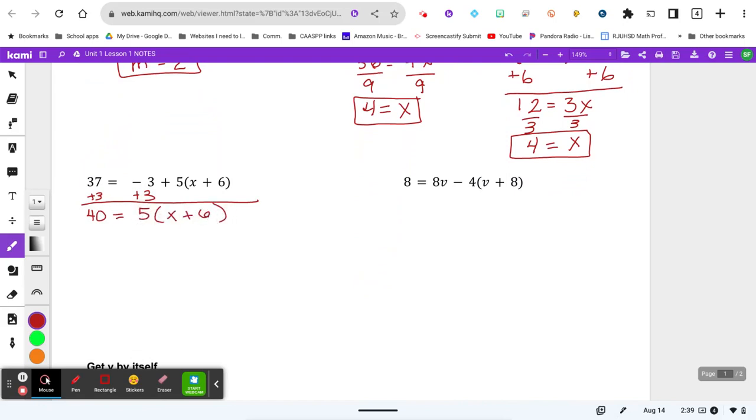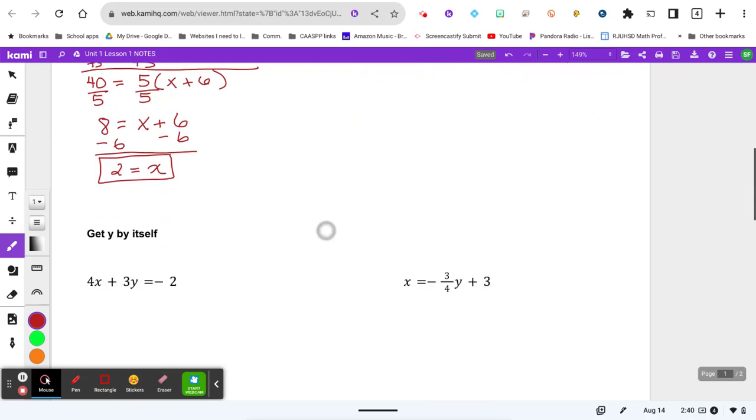And I know 5 can go into 40, so I'm just going to get rid of it right now because it's a little bit easier. But remember, there is more than one way to solve. And then we get back to the addition subtraction again. And we get our answer of x equals 2. This is just to refresh your memory on how to solve equations.